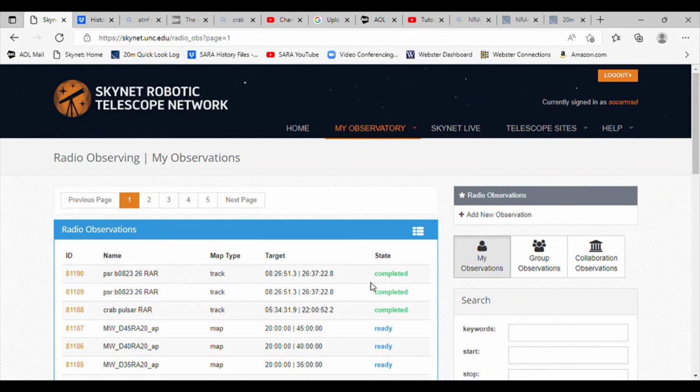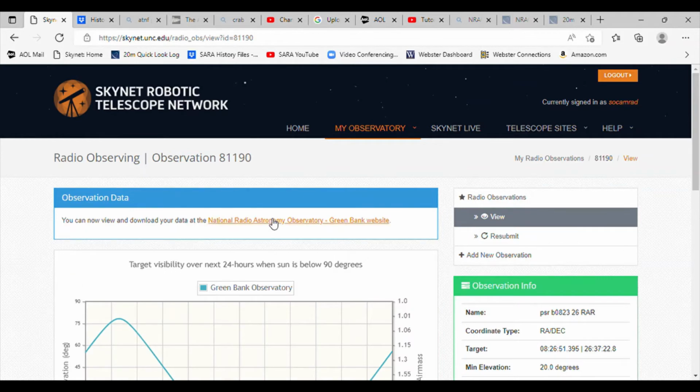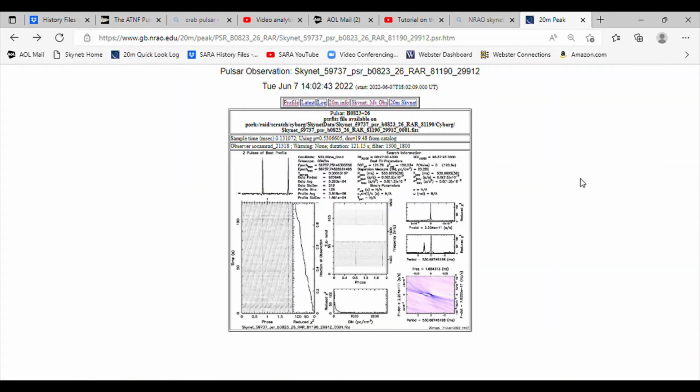Okay, the telescope has completed the observation. Here are the results. These two peaks here in the pulse profile show that we have a very strong detection of a pulsar. High peaks, low signal strength at the lower ends is a good indication of a good detection.